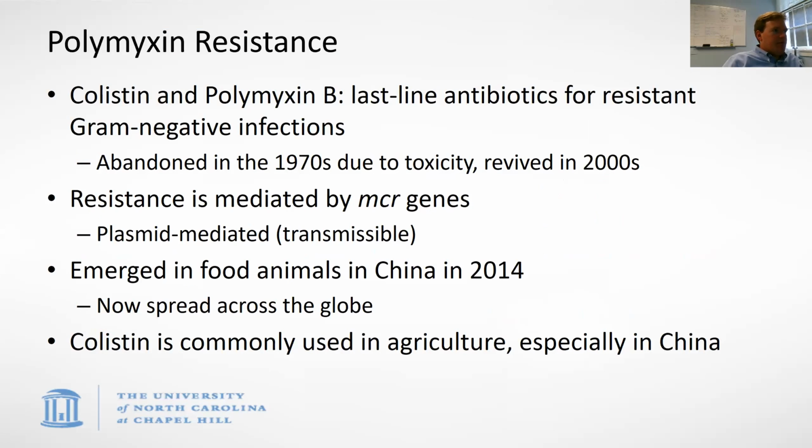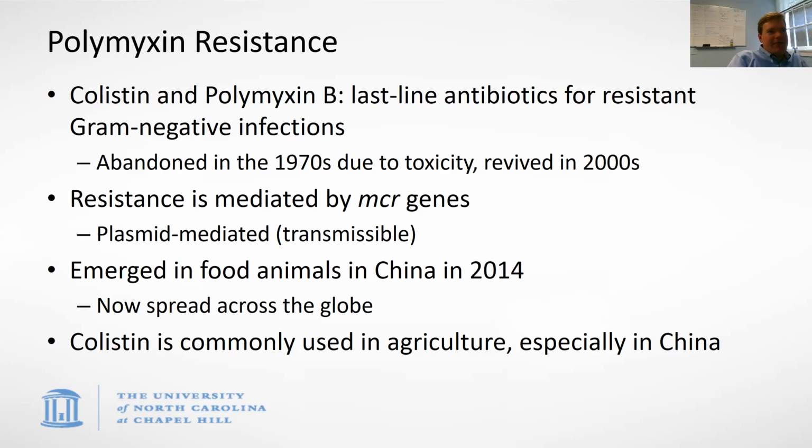All right, so I talked about our real last line, colistin and polymyxin B. These are the last line antibiotics for resistant gram-negative infections. However, resistance has emerged. And this is mediated by genes called the MCR genes, MCR-1, MCR-2, and MCR-3. These are plasmid-mediated and transmissible. These emerged in food animals in China in 2014 and have now spread across the globe. And you may have heard about this or seen these CDC maps. Turns out colistin is commonly used in agriculture, especially in China.